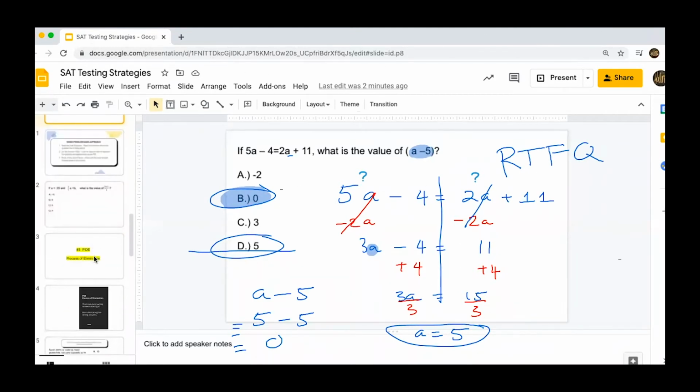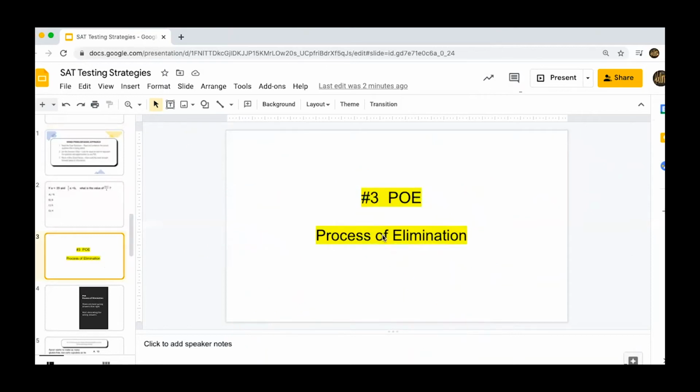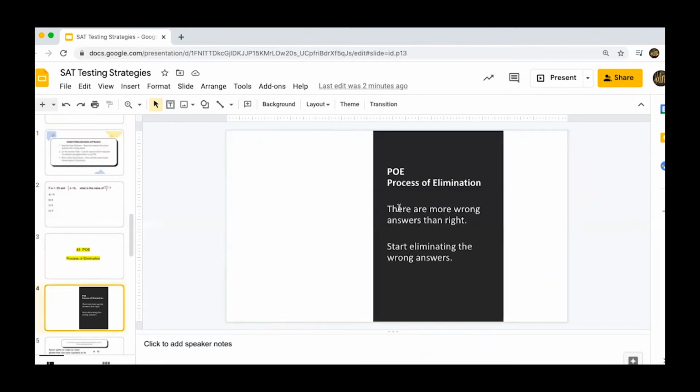Now we're moving on to the next one. This is my favorite, POE. It's the process of elimination. We have more wrong answers than right answers, right? Out of 4 answer choices, 3 of them are wrong, only 1 is right. So make sure that you always eliminate the wrong answers first so you have less to worry about.